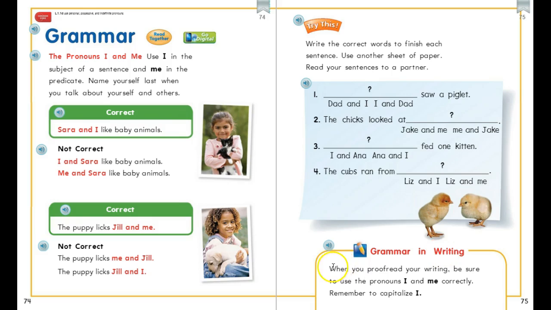Grammar in writing. When you proofread your writing, be sure to use the pronouns I and me correctly. Remember to always capitalize I. You never see a lowercase I hanging out all by itself. It's always a capital I.